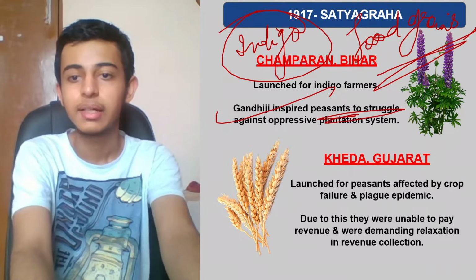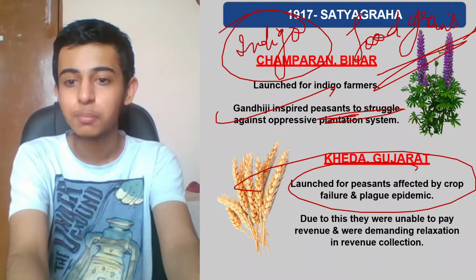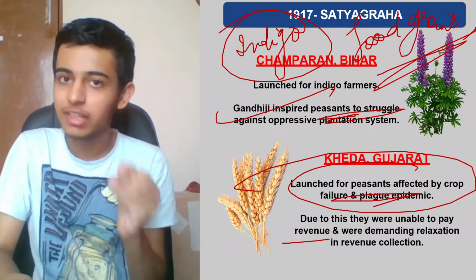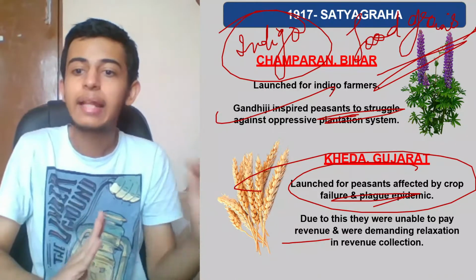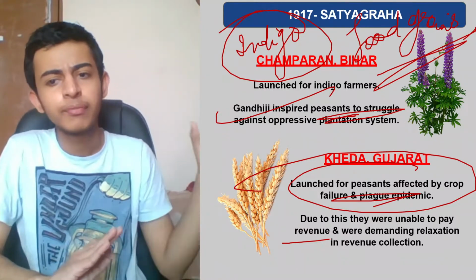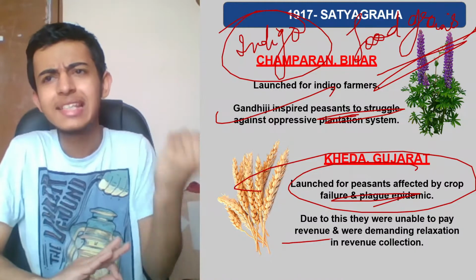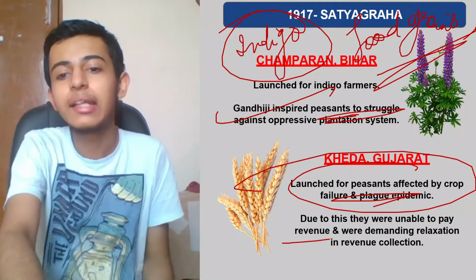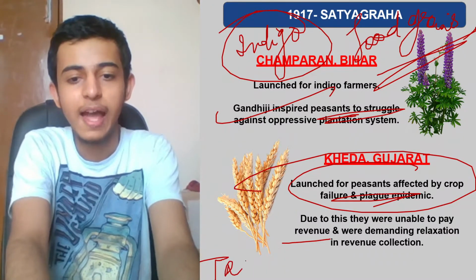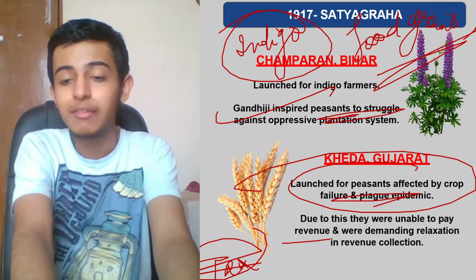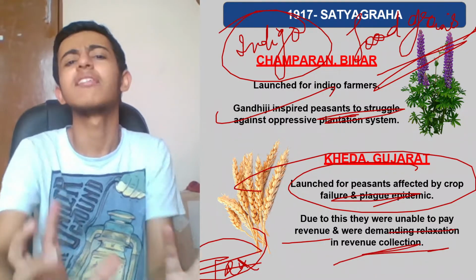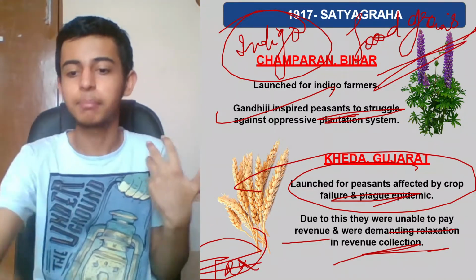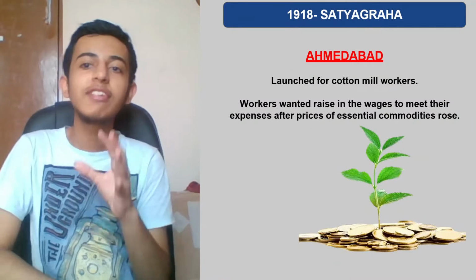Oppressive plantation system. Kheda, Gujarat, was launched for peasants affected by crop failure and plague epidemic. So, in Kheda, the peasants were affected by crop failure, their crop had failed and they had a plague epidemic. Plague means basically different insects eat your crops, isn't it? That is why this happens. And they were not able to pay their revenue, their tax. That is why they were demanding relaxation in revenue collection. It means the revenue collection should not be very strict. The landlord should not force them to submit the revenue. Isn't it?